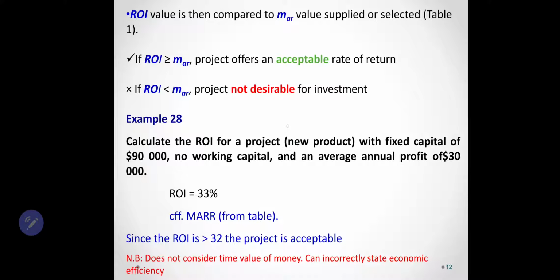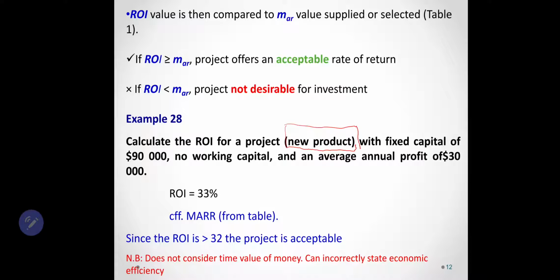I want to take note of this key phrase, new product. If it's a new product from table 1 that we saw earlier on, it means the risk is very high. The next part of the question says the fixed capital of investment is 90,000 and no working capital has been incorporated into this. If working capital was incorporated, you might need to deduct that from the fixed capital investment. And the average annual profit is 30,000.